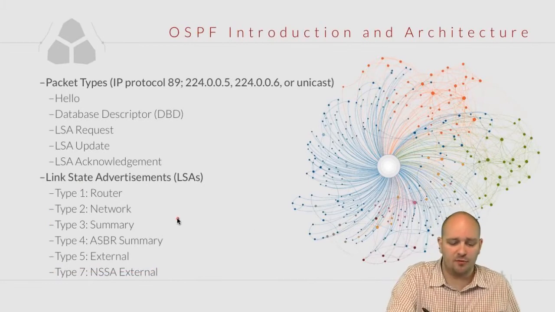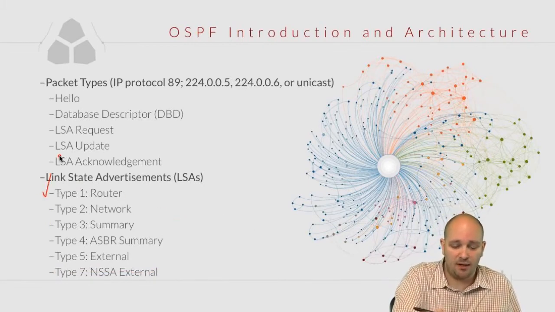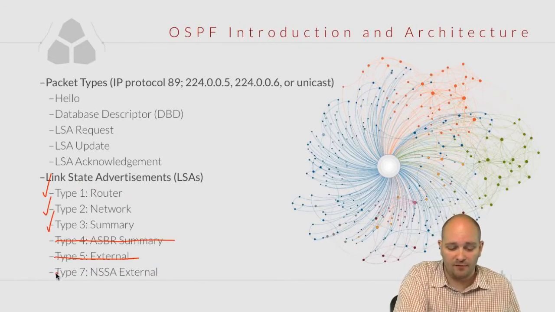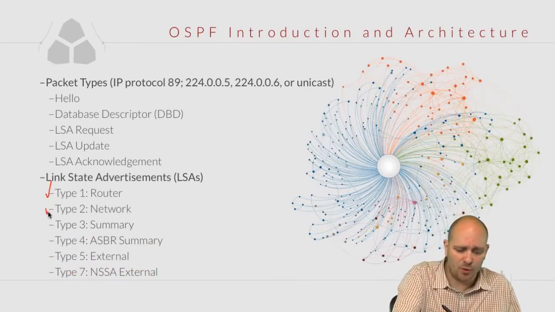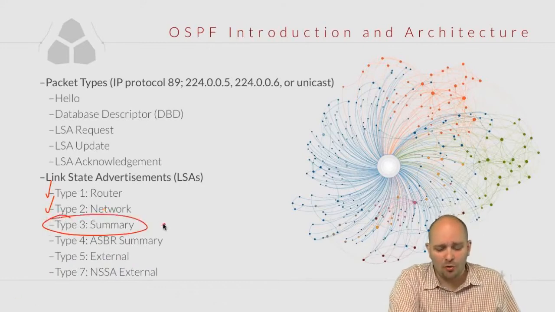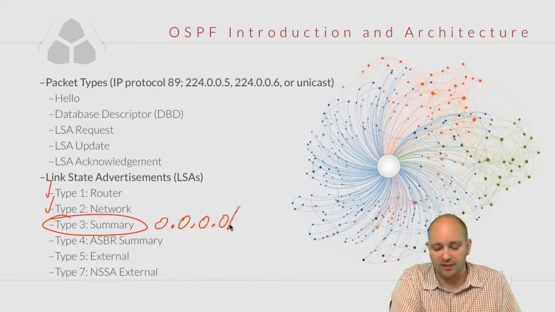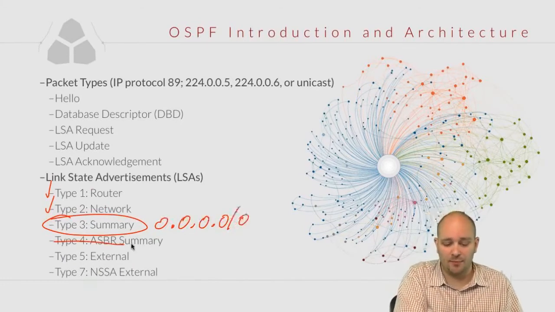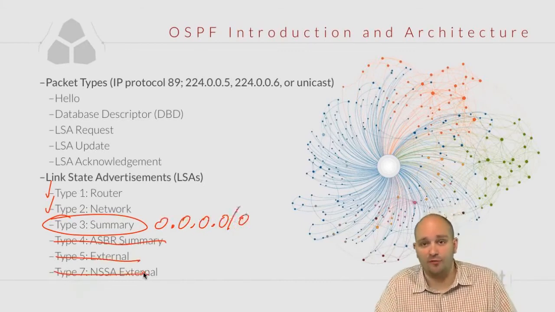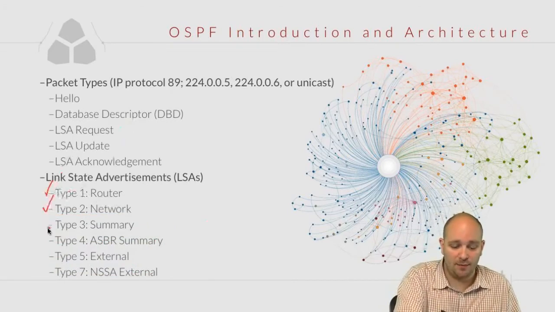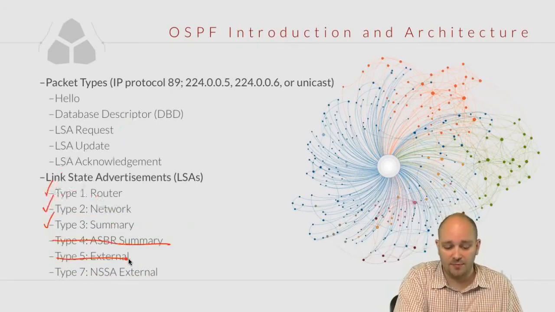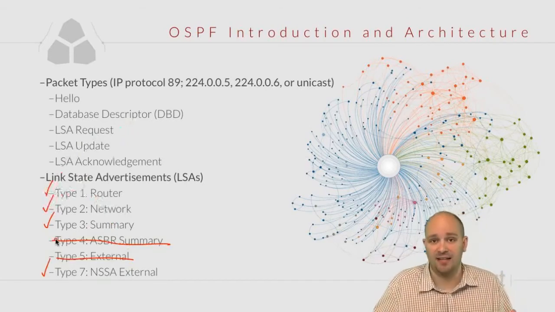In the stub areas, for example, we can have type 1 LSA, we can have type 2, we can have type 3, but we cannot have types 4, 5, and 7. In a total stub area, we can have type 1, type 2, and we can have type 3, but it's only going to be the default route that is injected with a type 3 summary, and we cannot have types 4, 5, and 7. In the case of the NSSA area, we can have type 1, type 2, type 3, but we cannot have types 4 and 5, but we can have type 7.